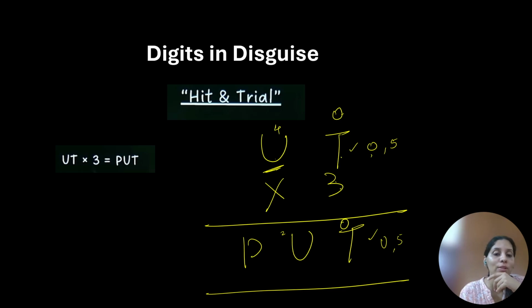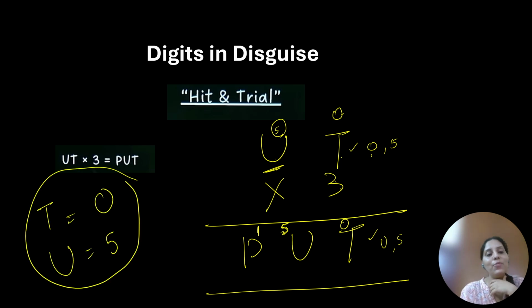3 fives are 15. Okay, 3 fives are 15. So if I take 5 here, 3 into 5, 15. See, this will also be 15. 5 and 5, this will also be 15, isn't it? So I can clearly say that T is 0 and U is 5. So these kinds of questions are all hit and trial.